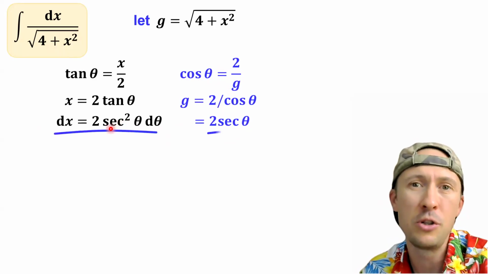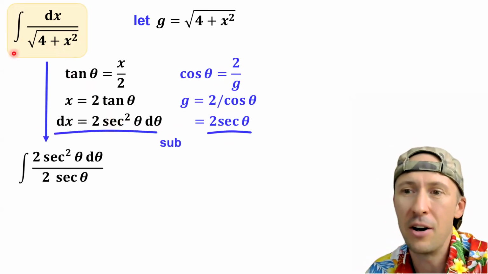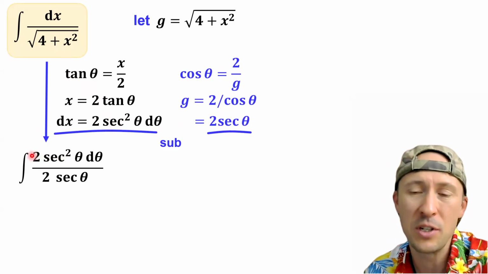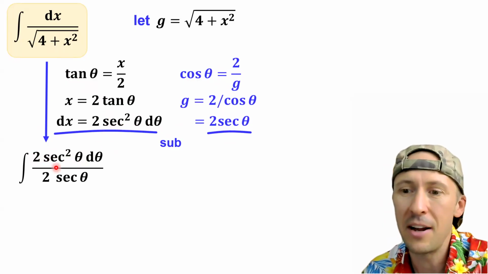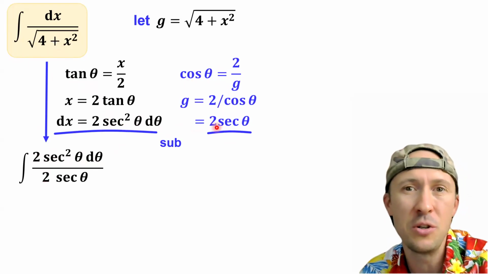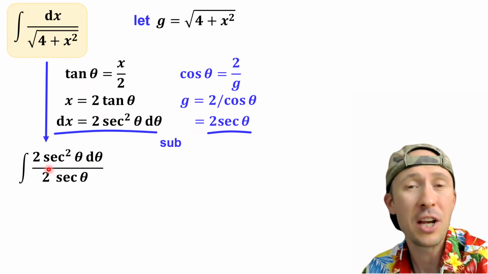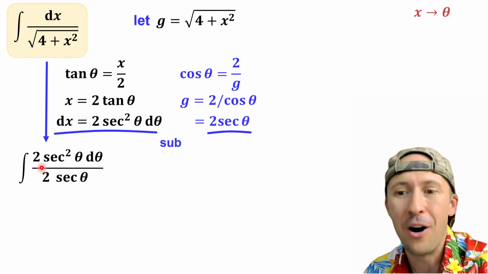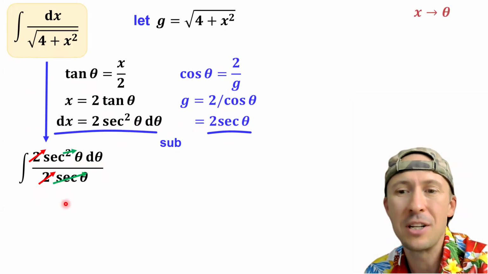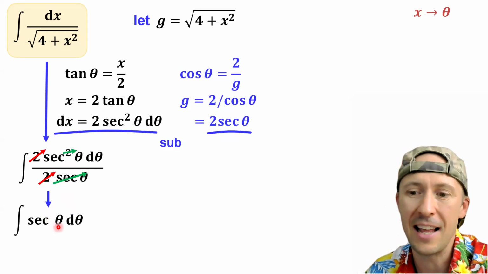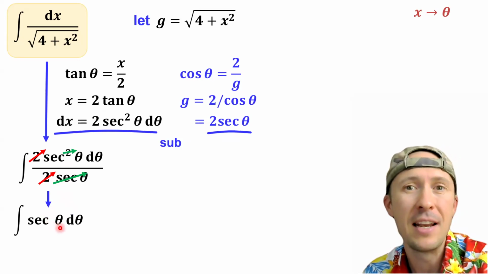Now, at this point, we'll do our substitution. And our integral becomes dx, which is now 2 secant squared theta d theta. See that there? And then the denominator is g, but g is 2 times secant theta. And check this out. This is looking pretty nice, right? Our 2's cancel, one of our secant thetas cancel, and we're just left with the integral of secant theta d theta. So that's cool.